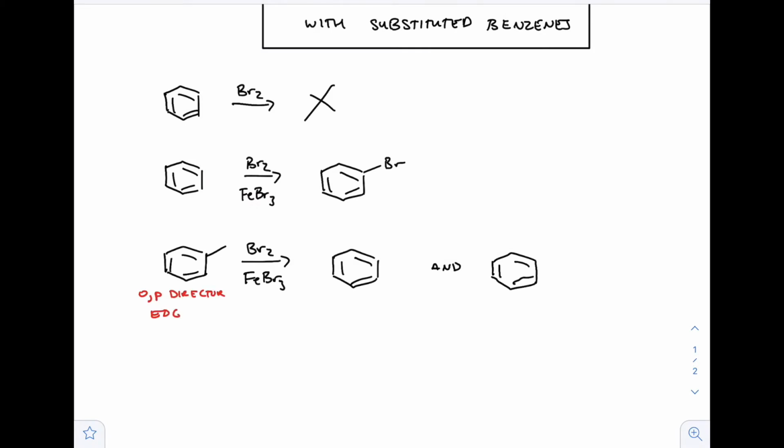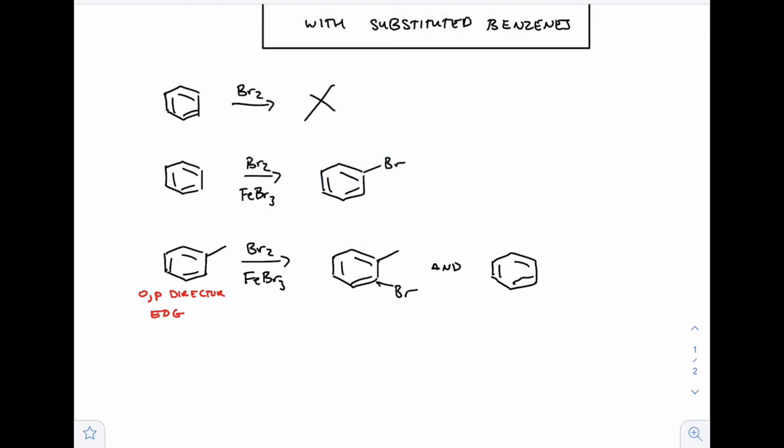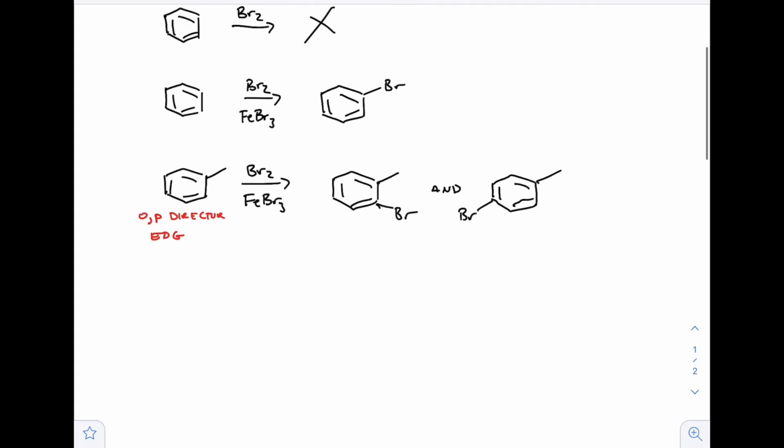We know that the methyl group is an electron donating group, so it's an ortho-para director, right? So that means we're adding it to the ortho and the para position. Remember that ortho position, there's two of them, but they are equivalent. So if we're adding one bromine, we only need to draw one of those products.